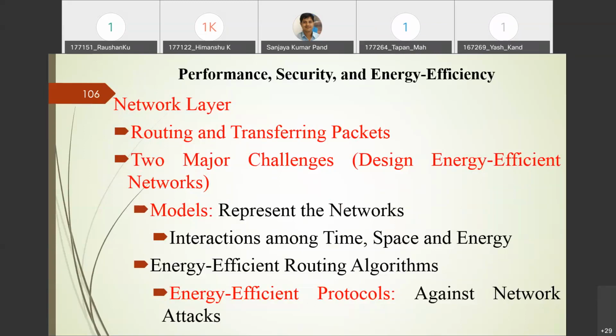Another is that you can see that one particular node is drastically increasing its energy. So it may happen that that particular node is attacked by an unauthorized person or a hacker. So you have to design some energy efficient protocol which is against network attacks. So we do not require a plain routing policy here. We require some energy efficient routing algorithms which will deal with these parameters.